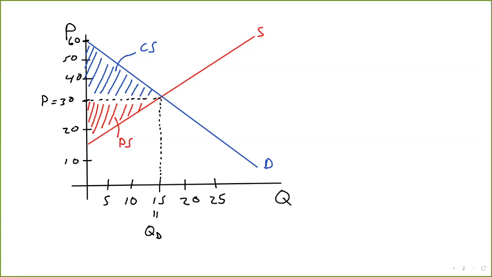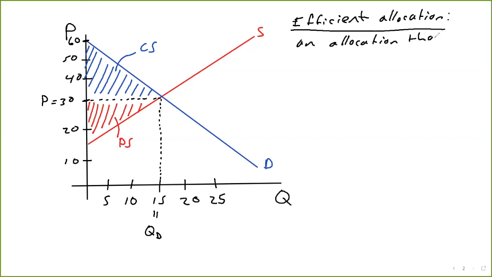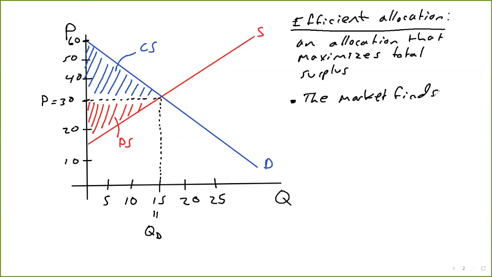But what we'd really like to know is what is the allocation that maximizes both the consumer and producer surplus, or the total surplus, because that's going to be the allocation that produces the greatest welfare to the market participants. And so what we want to look for is what we call an efficient allocation. An efficient allocation is just one that maximizes the total surplus. So I'll make this claim here that the market finds the efficient allocation. And so let's look and see if that is actually the case.